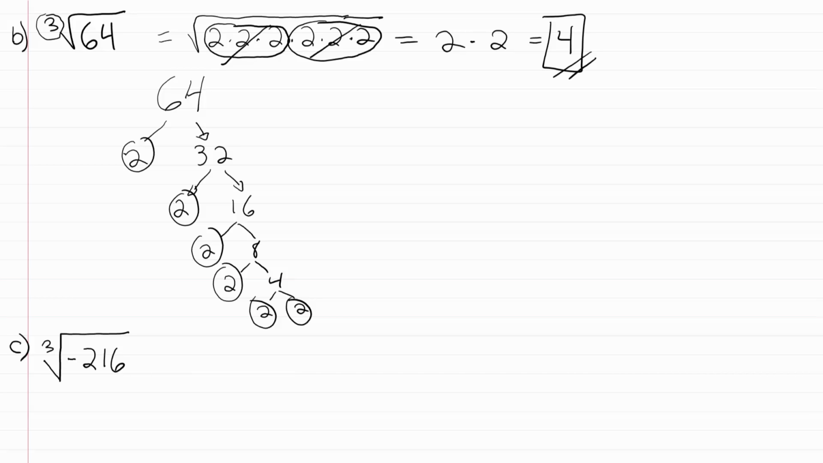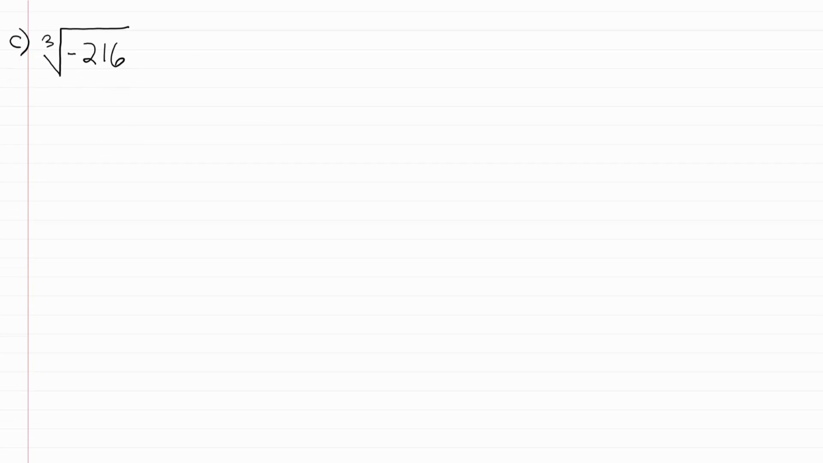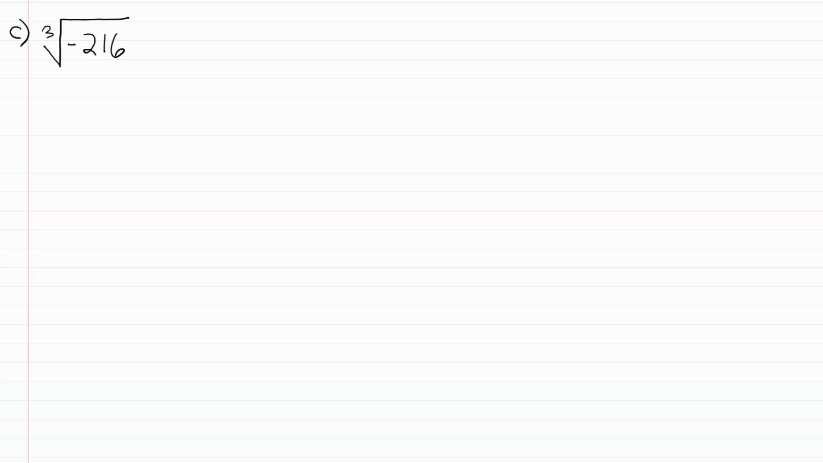But again, that's because you're familiar with 64. What if it had been a number you weren't so familiar with? All right, let's take a look at our last example. This is C here. So for example C, first of all, we have a negative underneath.